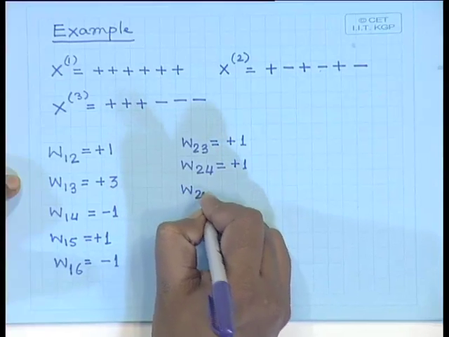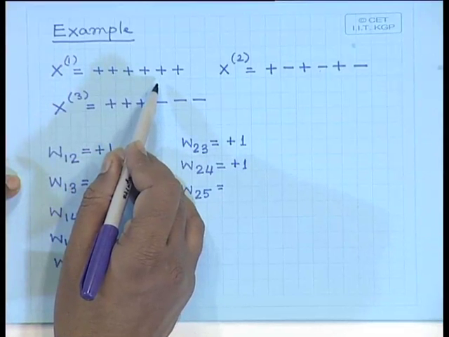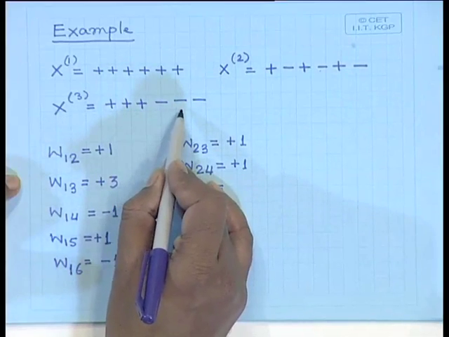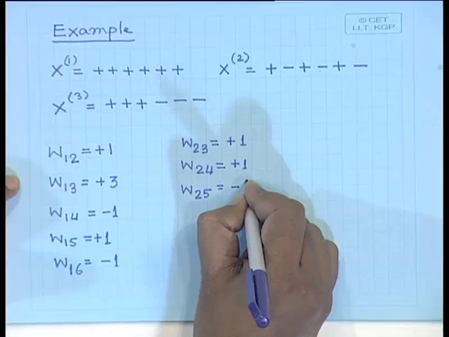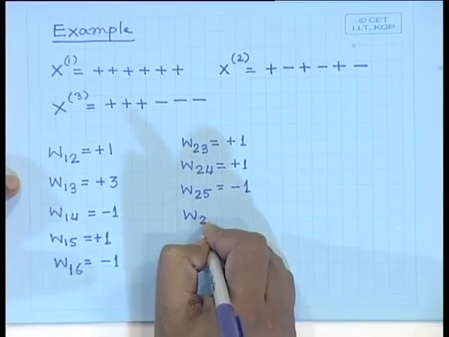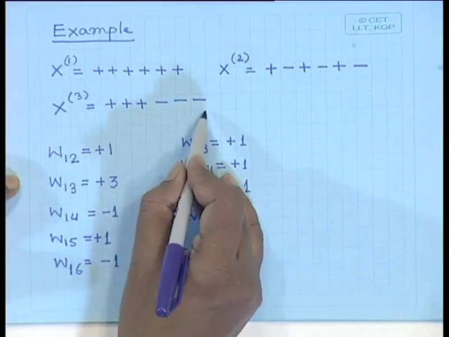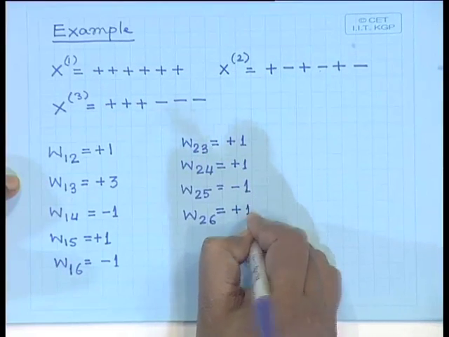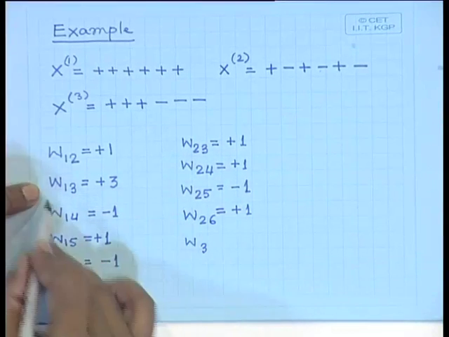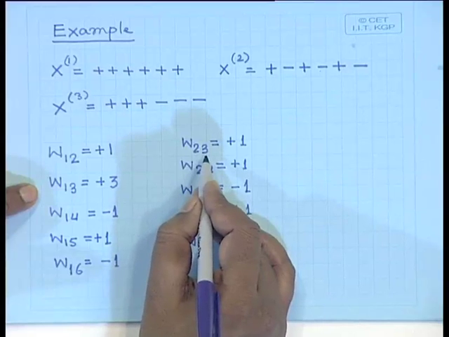Similarly, W25, second bit and fifth bit plus 1 here, second bit and fifth bit minus 1 here, second bit and fifth bit minus 1 here. So, I get overall minus 1. Similarly, W26, here it is plus 1, here it is plus 1, here it is minus 1. So, W26 is plus 1, right. Now, when I compute W31 is same as W13, I do not have to recompute. W32 is same as W23, I do not have to recompute.